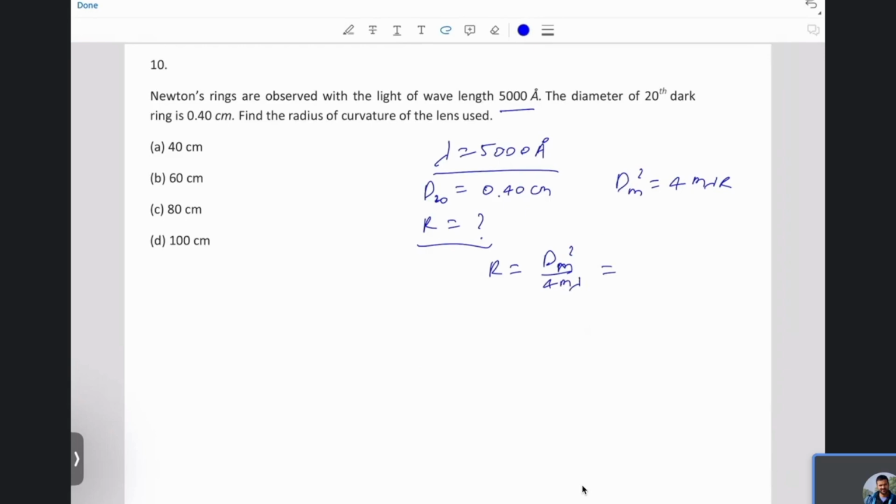and dm is 0.40 square, 4, and the m that we are talking about is 20. So 20, and this is 5,000. Okay, and you can do this calculation in your calculator, and this is in angstrom, that is 10 to the power minus 10.